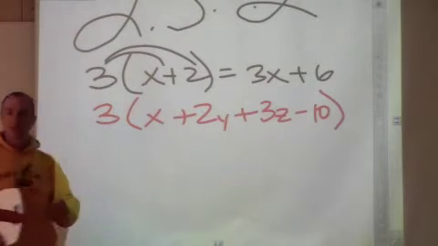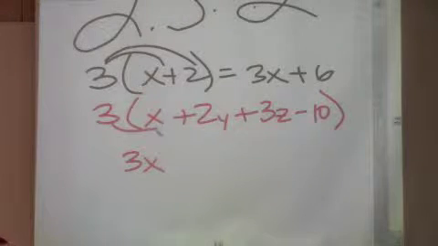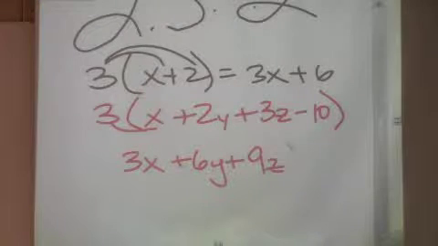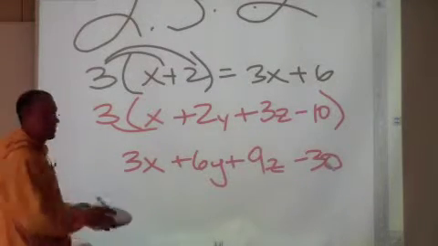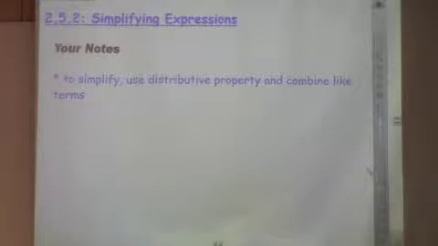So, who thinks they could distribute that for me? Give me one term. Stuart, give me the first term. 3x, because 3 times x is 3x. Second term. 6y. Jansen. 9z. Taishana. Excellent. Okay, so it works even though we might have more than 2 terms. All right, good. So today our focus is going to be on simplifying expressions.